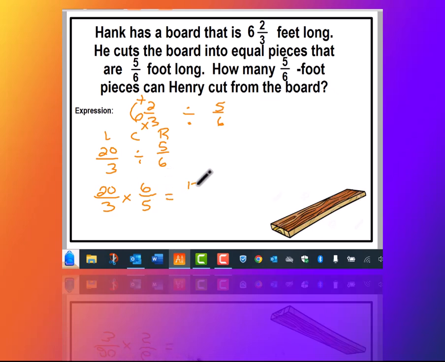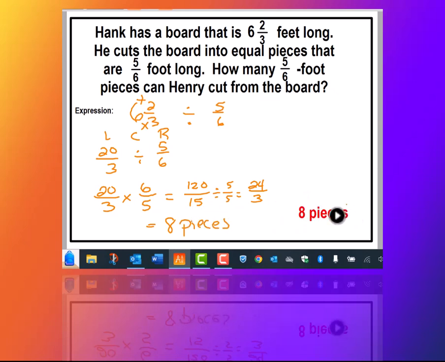Multiply your numerators, multiply your denominators. We can simplify. We can divide both by 5. And we get 24/3. Change that back into a mixed number. Divide it. How many 3s can you make out of 24? 8. So your answer would be 8 pieces. Let's check it. And that is correct. 8 pieces.